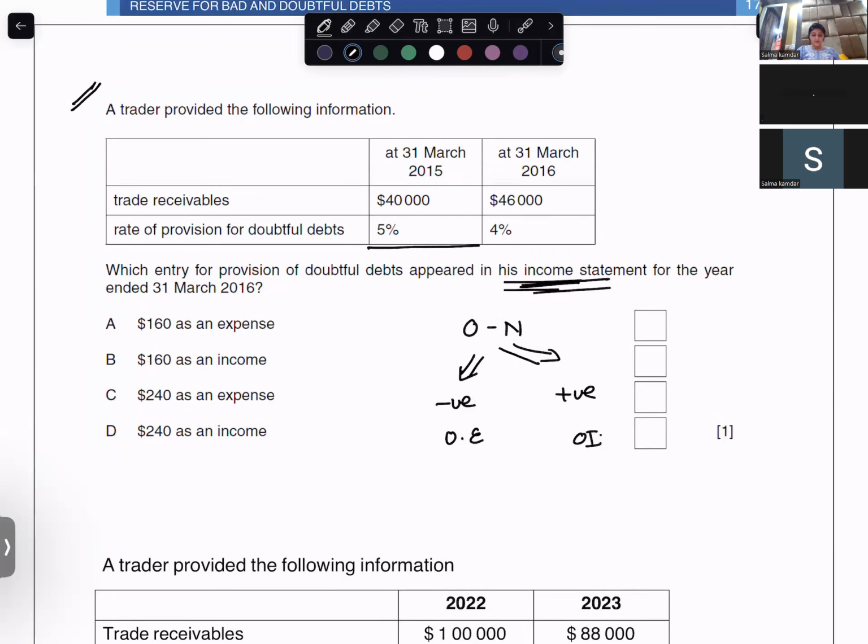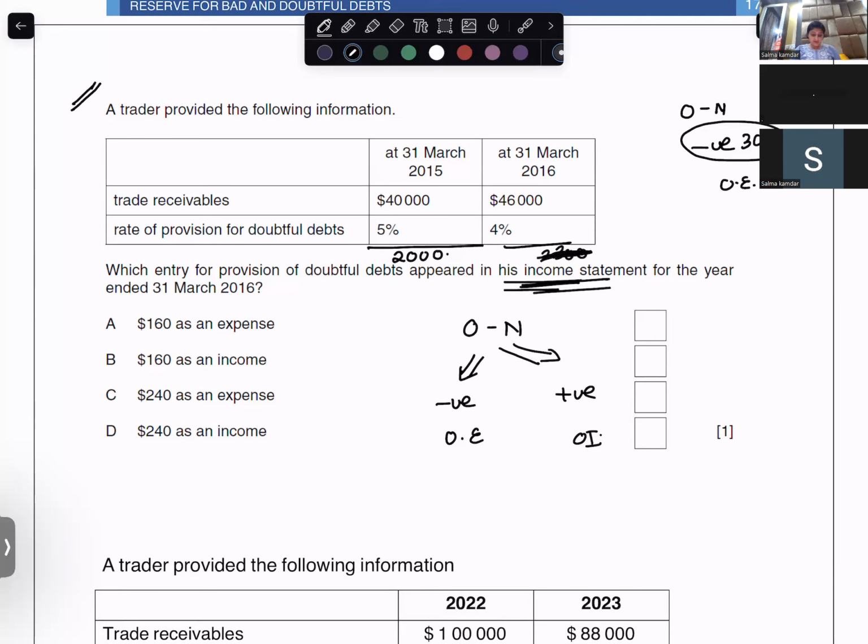Can you give me the old provision? 40,000 into 5%, it's 2,000. New provision 46,000 into 5%, it's 2,300. Old minus new is negative, so 300 as other expenses, right?